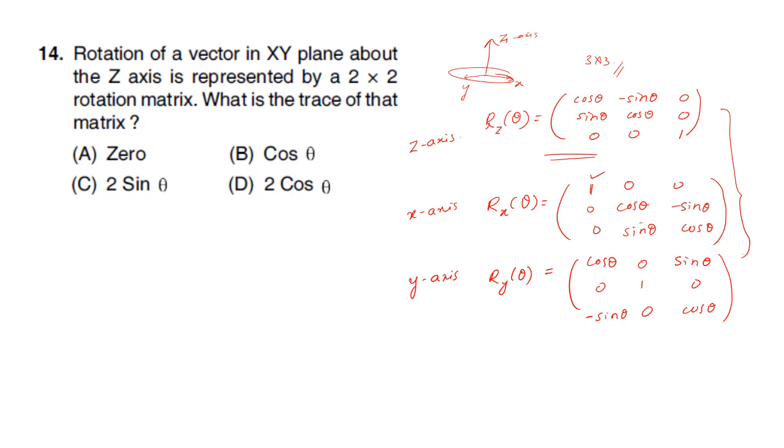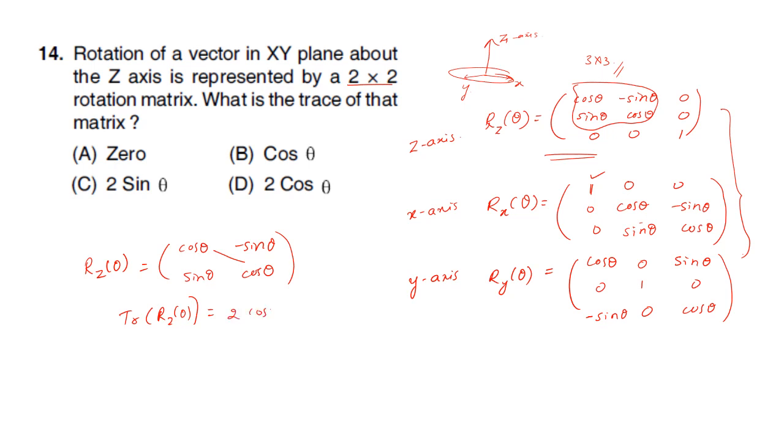Now in the question it is asked to find the 2 by 2 rotation matrix. It is given by R z theta equal to only this part: cos theta minus sin theta, sin theta cos theta. The trace of the matrix, trace of R z theta, is nothing but the sum of the principal diagonal elements, that is 2 cos theta. Therefore option D is correct.